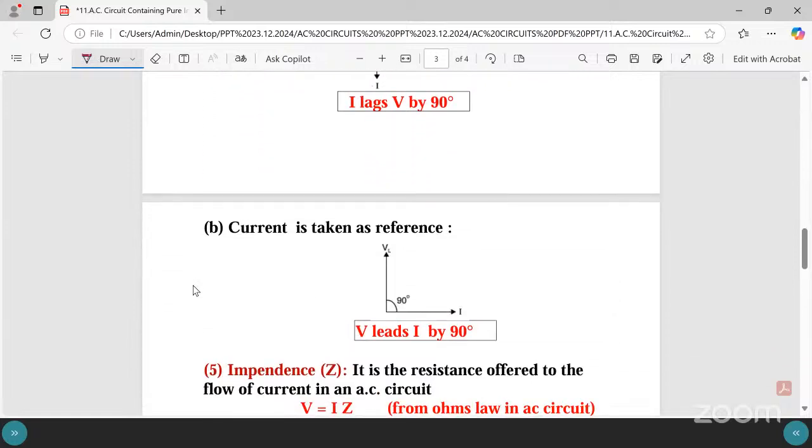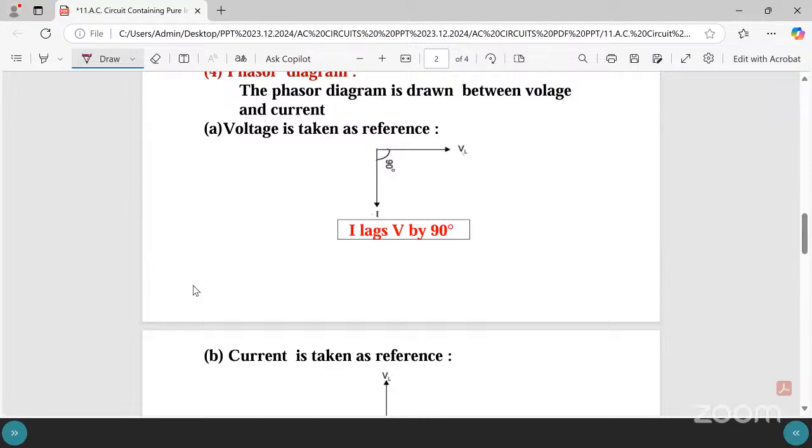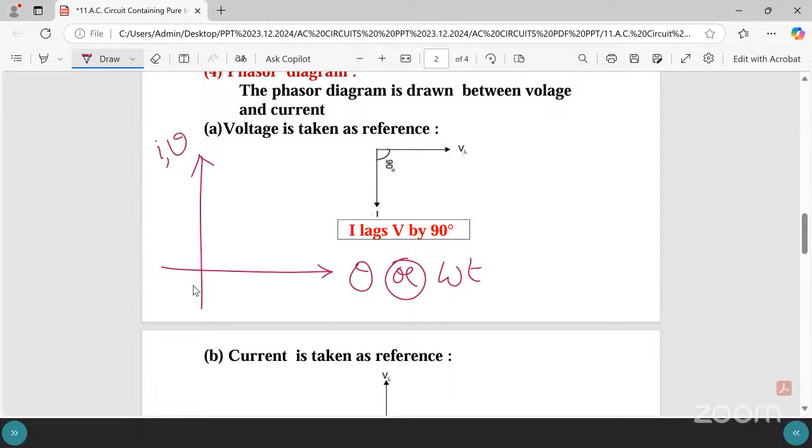We have so many topics. It is drawn on the x-axis and theta or omega t. What is on the x-axis, current or voltage? Now, which is the reference one? Voltage is the reference one.